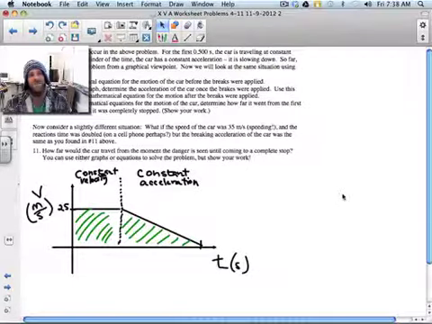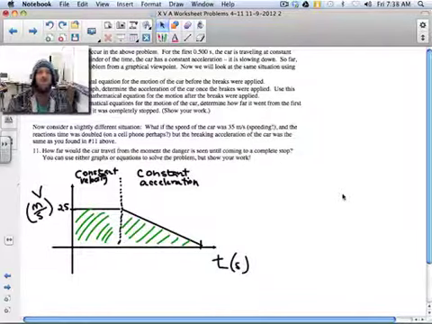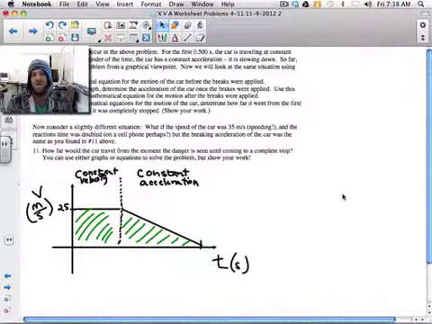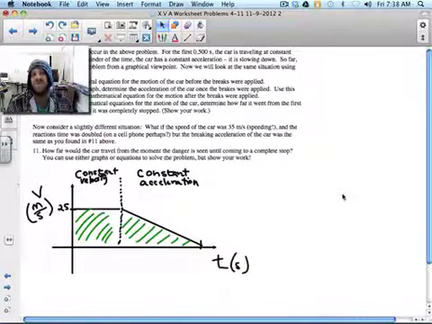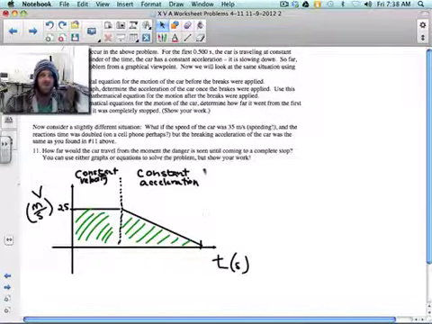Good morning. I just wanted to do the same problem, but maybe show you a different approach to it. You'll recall the problem is you're driving down the road, you see danger. It takes you a half a second to react, and then it takes you another 3.5 seconds to actually slow down and stop. So we have a velocity graph that looks like this.